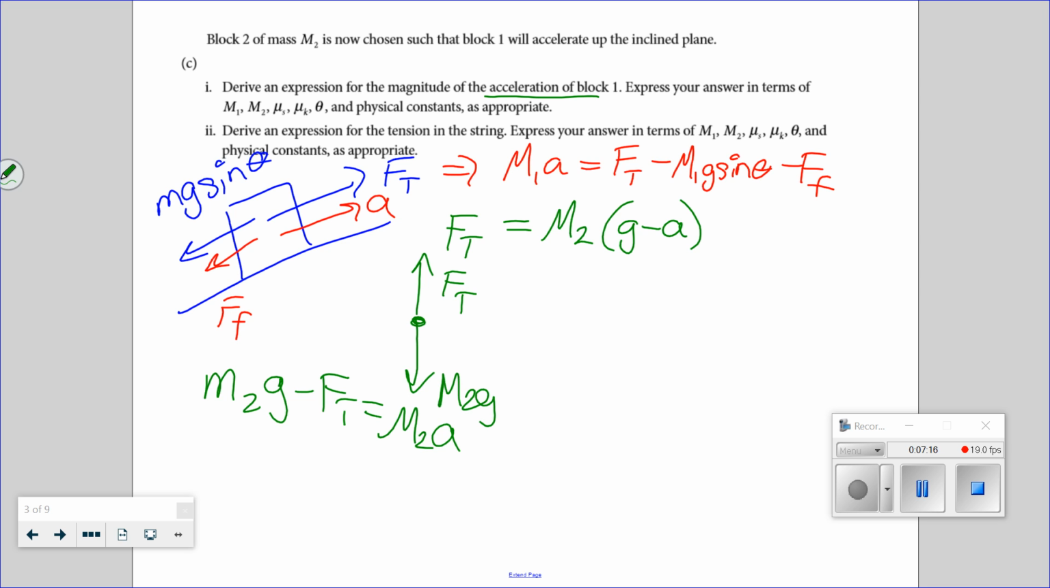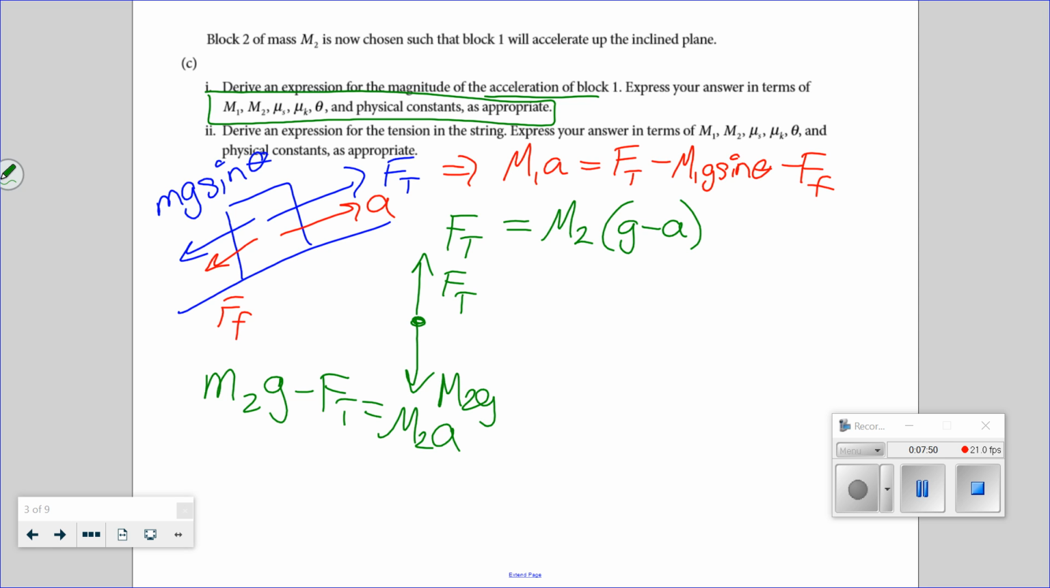Okay, so I'm not exactly sure what the force of tension is going to be. I'm not sure I care what it is, because look, we can just substitute. Derive an expression for the magnitude of the acceleration of block 1. Yeah, so I have to use these and physical constants. Physical constants means g. It does not mean force of tension. So that's why I'm messing with all of these equations. I can't include that F_T in my answer.